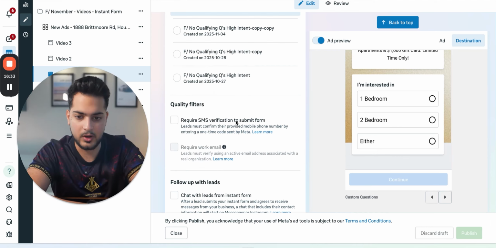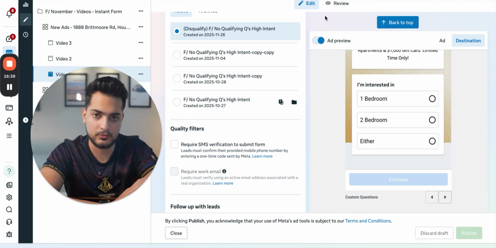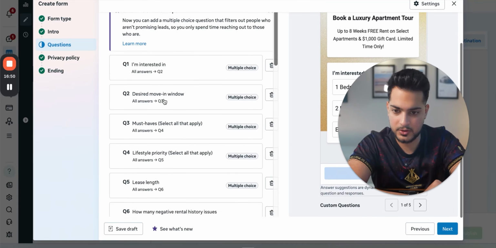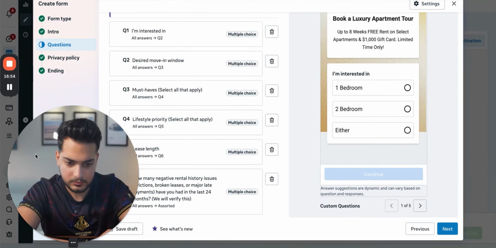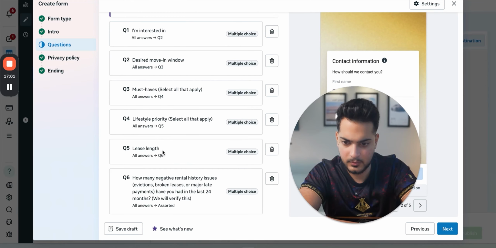Now, one thing I would add over here, and guys, you have to understand this is what's working for them, because this is just generating them leads. But ideally you also want a conditional logic question that disqualifies somebody. So if I go over to questions, I would also ask a question. I think we already have it actually. Okay, no, it's over here.